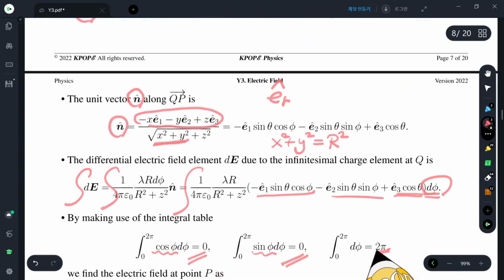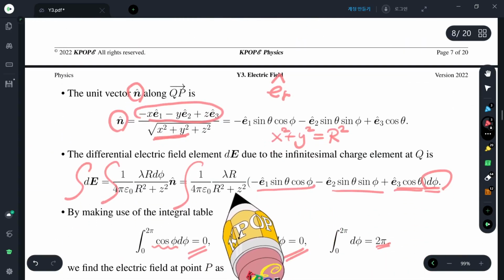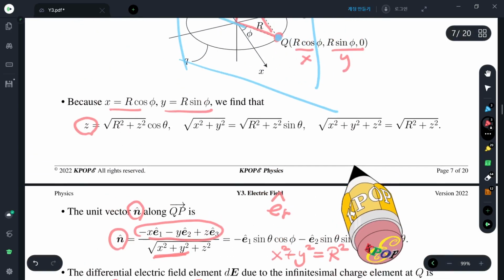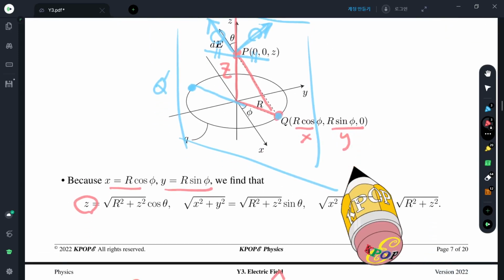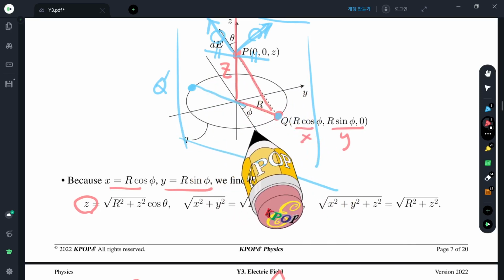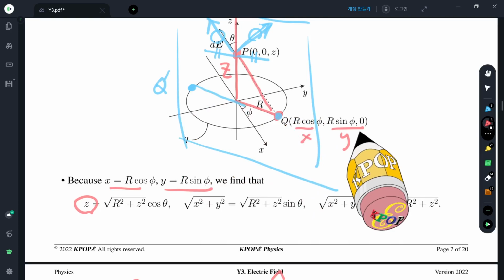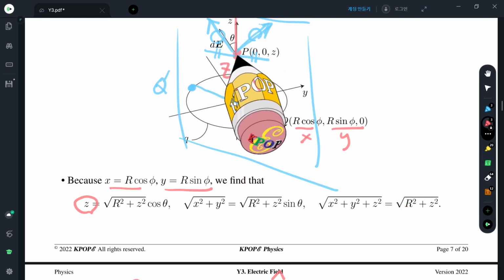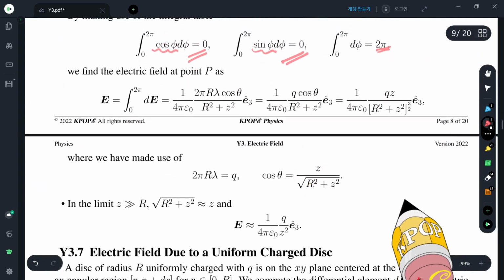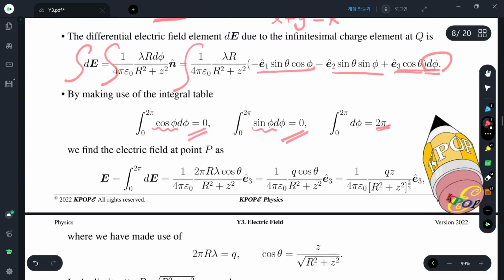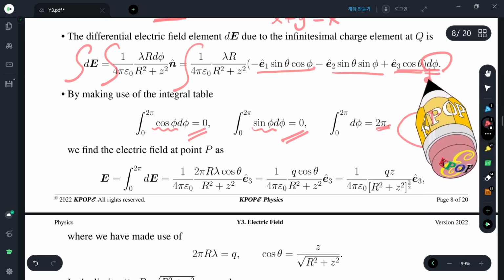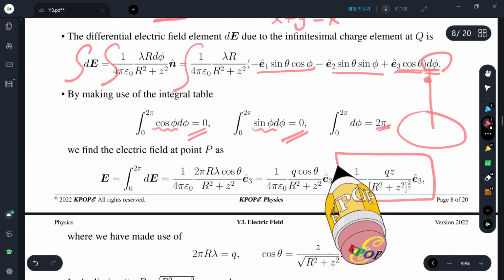So, even though we can make use of this integral table, before evaluating this integral, we already know that the integration over the full azimuthal angle will give only the z direction contribution. As a result, the electric field due to a circular charge at a field point on the z-axis is expressed like that.